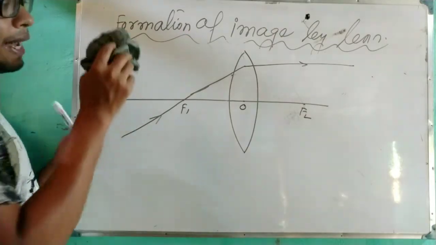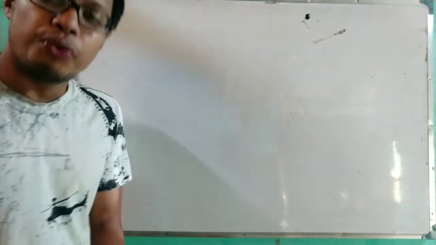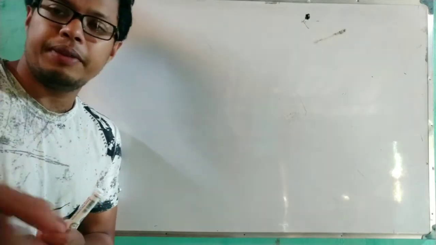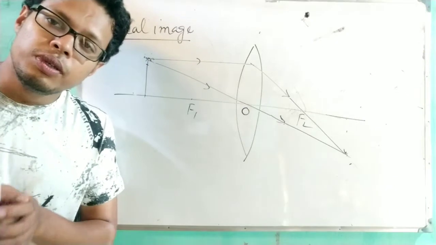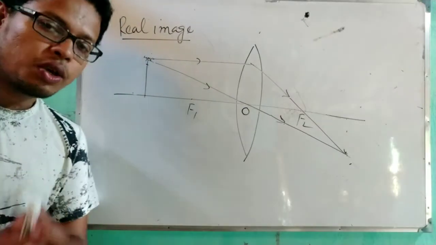With these three rules, we are able to draw the ray diagram. Means when the object is placed in different positions in front of the convex lens, then where the image will form and what will be the nature. Okay. What is a real image? The definition we know. The image which can be obtained on the screen is called the real image.